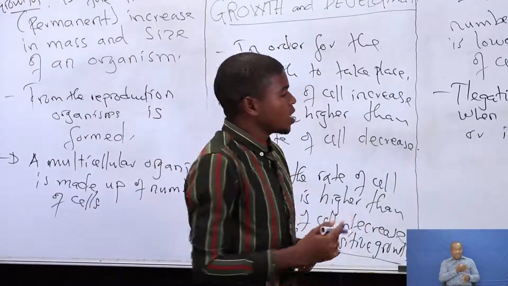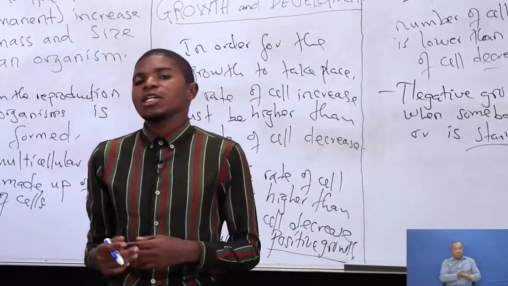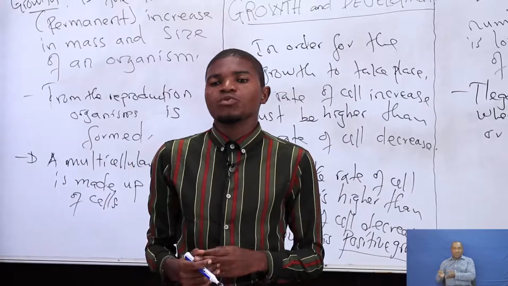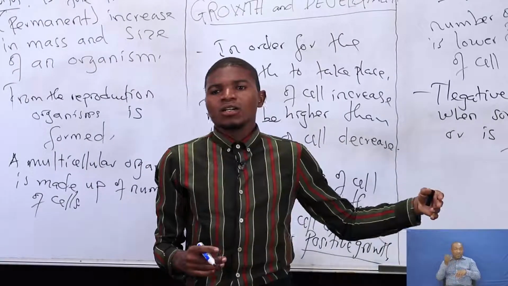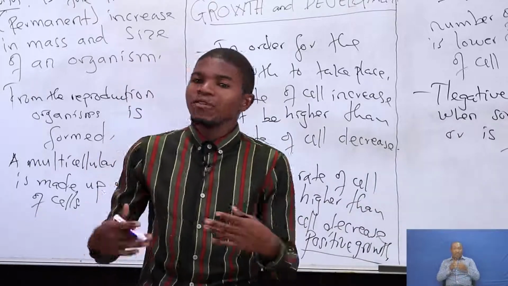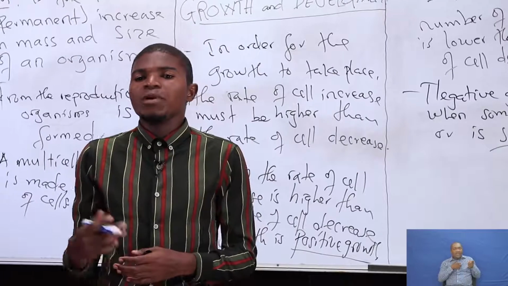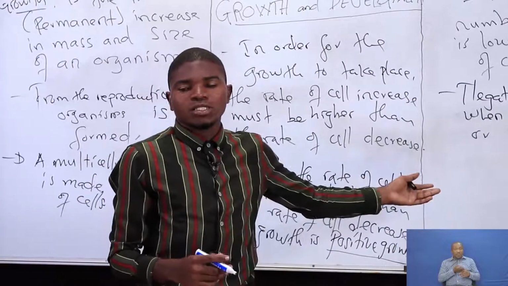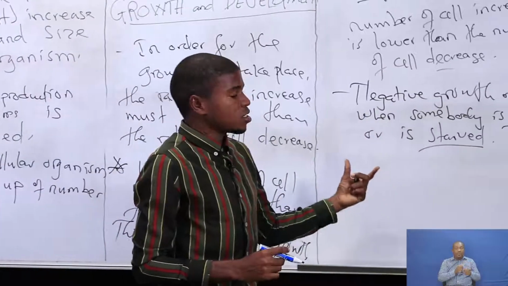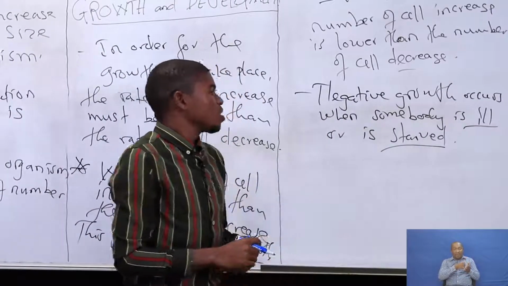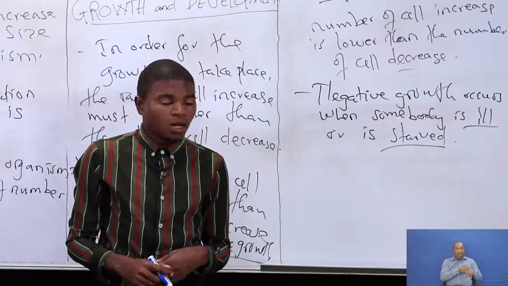Or when we get ill, the number of cells which increase tends to be very much lower than the number of cells which decrease. Why? Because during illness, the cells may be fighting against the pathogens, or the effect of toxins produced by the pathogens may bring about cell decrease. So a negative growth occurs during illness or during starvation.